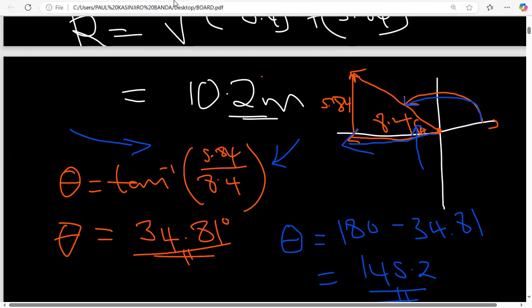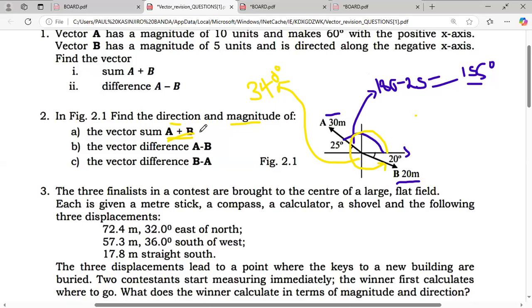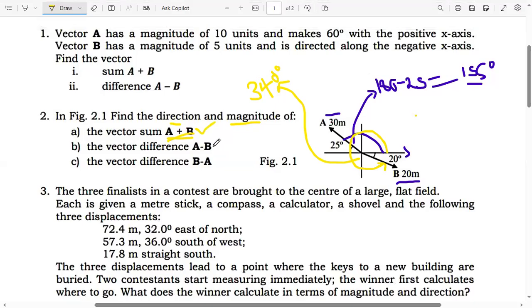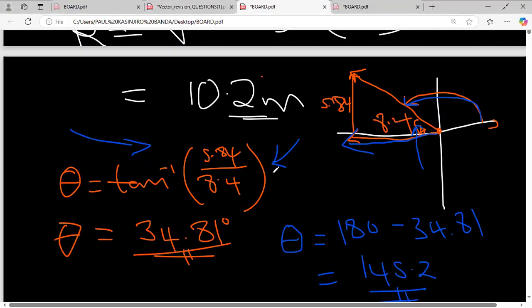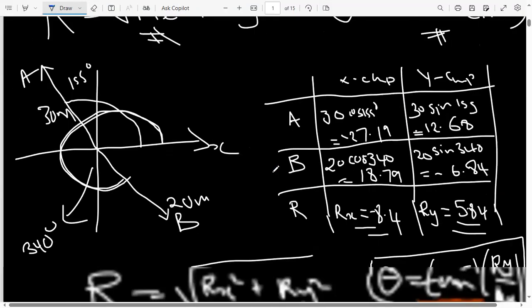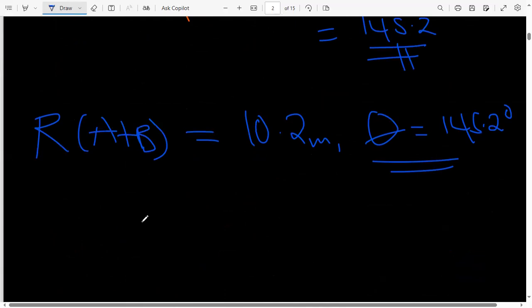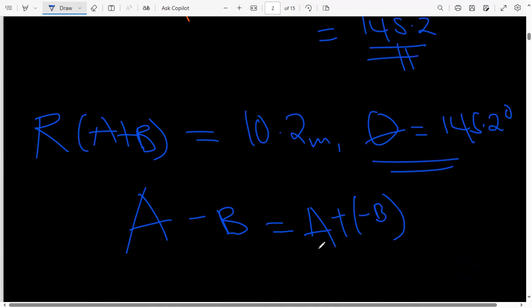Now let's do A minus B. We've done the first part; we found the direction and the magnitude of this one. Let's do A minus B. How are we going to do A minus B? Notice that A minus B is actually the same as A plus, and then minus B in the bracket. So it means we are adding the minus of B to A.